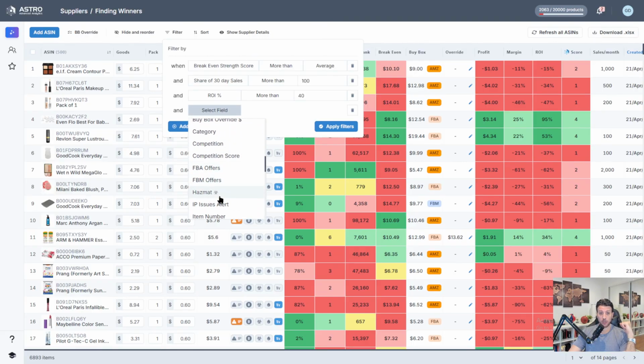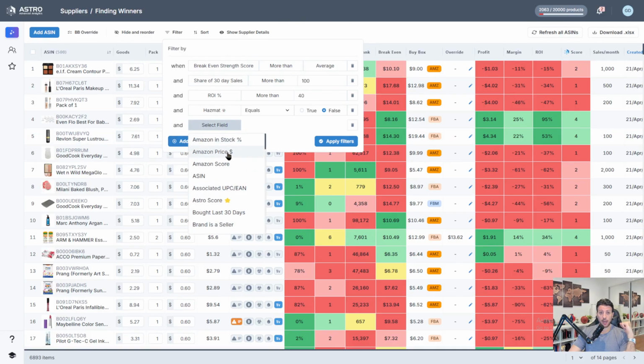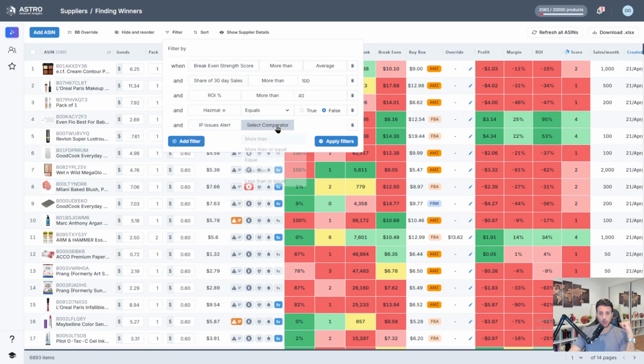Let's remove any sellers where the product might be hazmat. So no hazmat products. False. Let's remove any products that have an IP alert. So we go to IP issues and we say select products that are less than. There's 3 levels of IP, high, medium, and low. Let's see products that are less than low, so no IP issues. So there are 5 filters over here, 1, 2, 3, 4, 5.